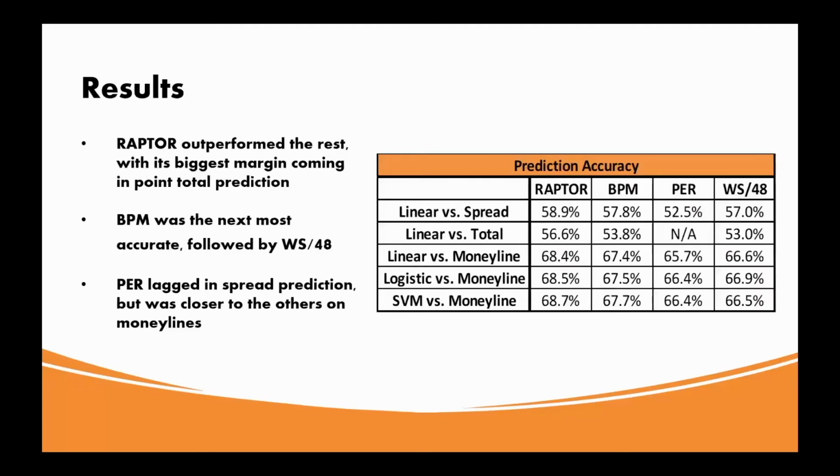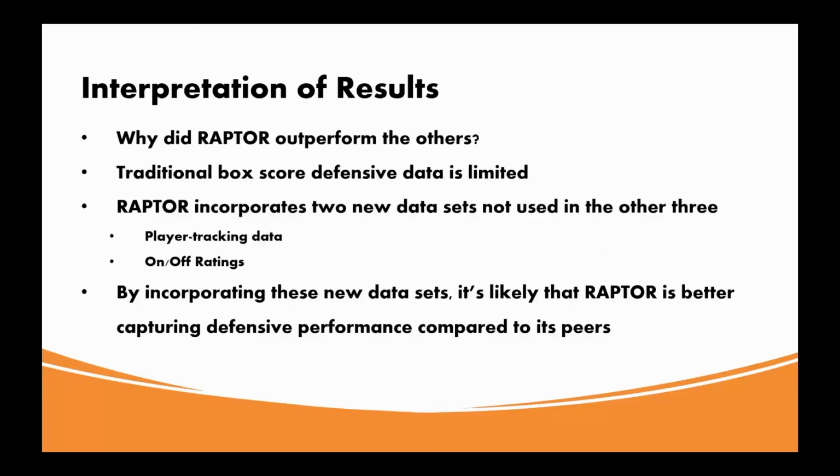So the results. Raptor was the most accurate, with the highest accuracy in each category, the biggest margin being in point total prediction. BPM was the next most accurate, followed by win shares per 48, and PER was the least accurate in every category, particularly lagging in spread prediction, but it was closer to the others in predicting money lines. So this experiment is certainly not a definitive conclusion as to which advanced stat is best, but it can give us some valuable insights into how we can better evaluate players.